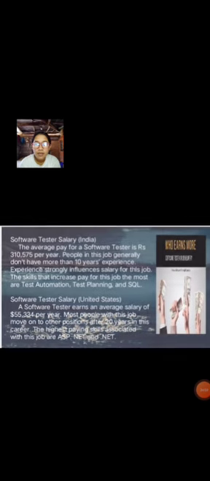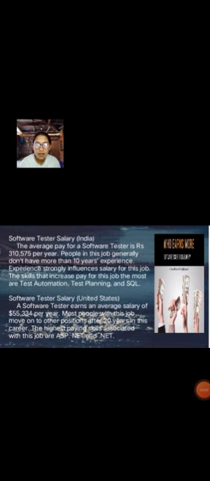Next is the software tester salary in India. The average pay for a software tester is Rs 310,575 per year. People in this job generally don't have more than 10 years of experience. Experience strongly influences salary for this job. The skills that increase pay for this job the most are test automation, test planning, and SQL.